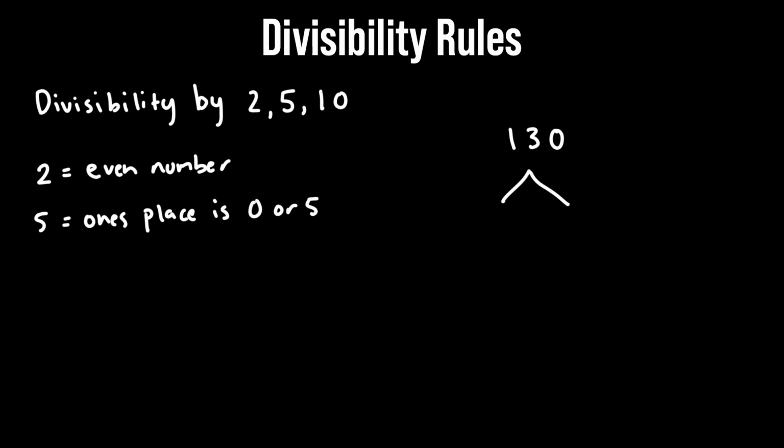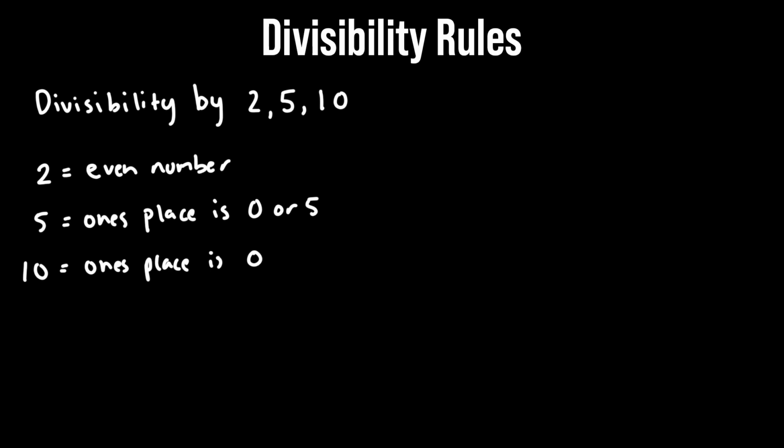While we're on the subject, divisibility by 10, the rule for this is if the ones place is 0. So 130 is divisible by 10. It would be 10 and 13.